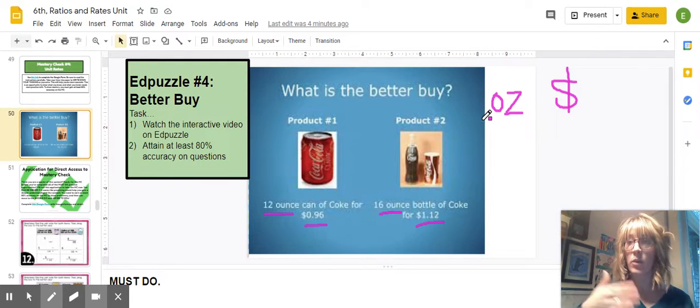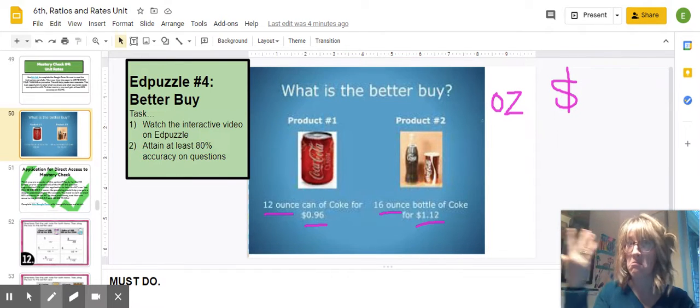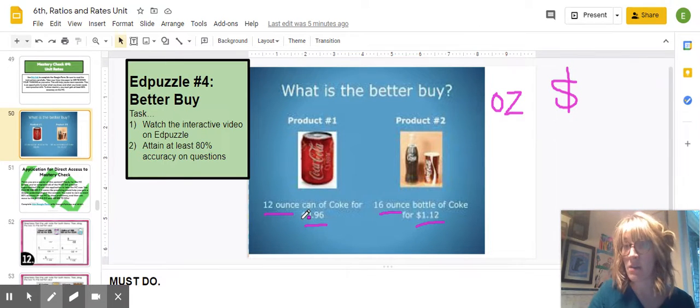In order to figure out which one's the better deal, we're going to try to find a unit rate. We want them to each have the same denominator, so it's real easy to see what's happening in the numerator. So we want to get it down to a unit rate where the denominator is one. We're going to take what we know and simplify it down until we get to a denominator of one.